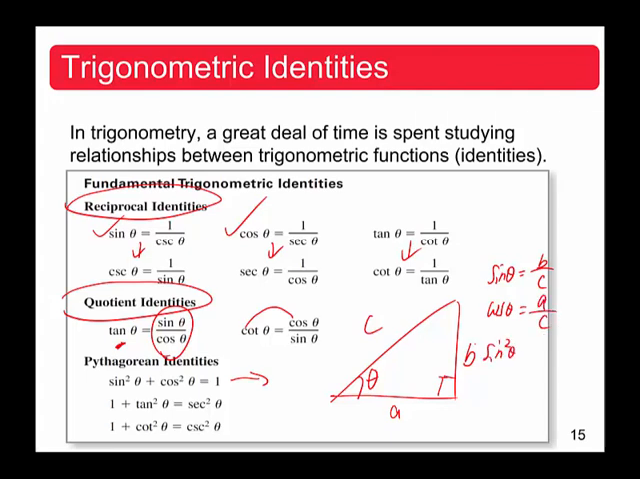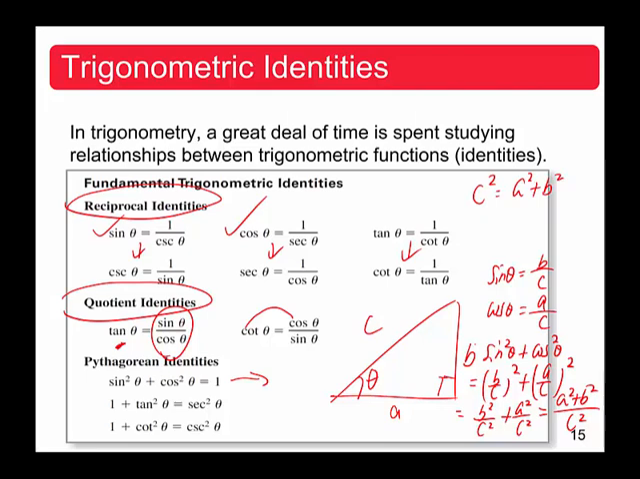So sine theta squared plus cosine theta squared, that's equal to B over C squared plus A over C squared, and this is equal to B squared over C squared plus A squared over C squared. Put it together, and then A squared plus B squared over C squared. And then we know that according to the Pythagorean theorem, C squared equal to A squared plus B squared. So that becomes 1. That's why sine theta squared plus cosine theta squared equal to 1. So we prove the first Pythagorean identity.